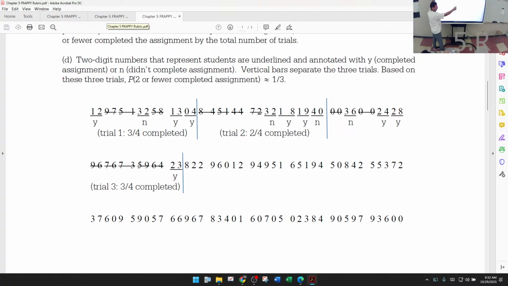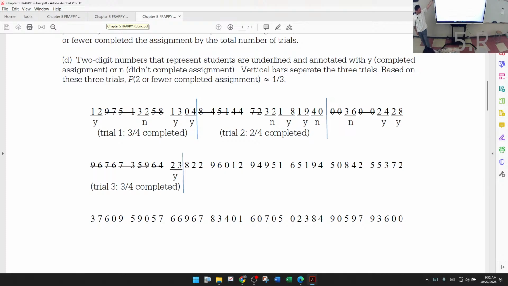Next group: 84 skip. 51 skip. 44 skip. 72 skip. 32 didn't do it. 18 did. 19 did. 40 did not. There's a time where 2 didn't do their homework out of random selection. 00 skip. 36 did not. 00 skip. 24 did. 28 did. And 96 skip, 23 did.